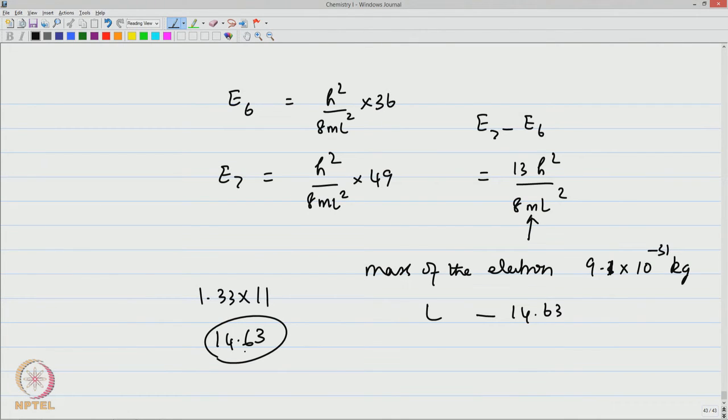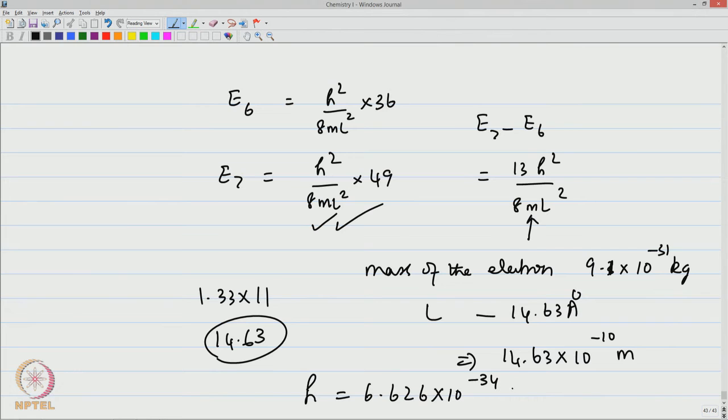Okay. 14.63 angstrom, and so what you have is 14.63 into 10 raised to minus 8 centimeters or 10 raised to minus 10 meters. So, L is known, m is known, h is known, 6.626 into 10 raised to minus 34 joule second. Therefore, you can calculate this number. I leave it to you as an exercise, and this completes the assignment 1.